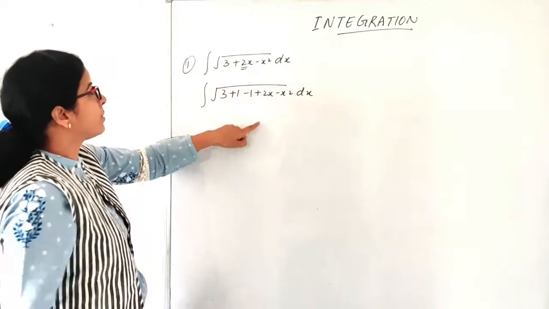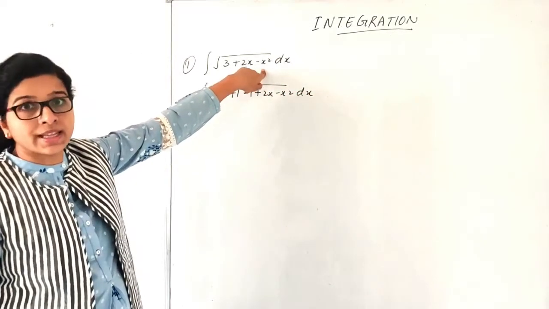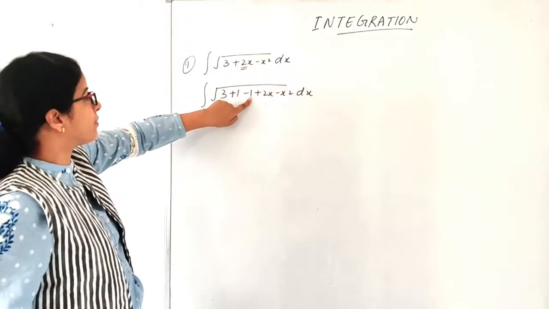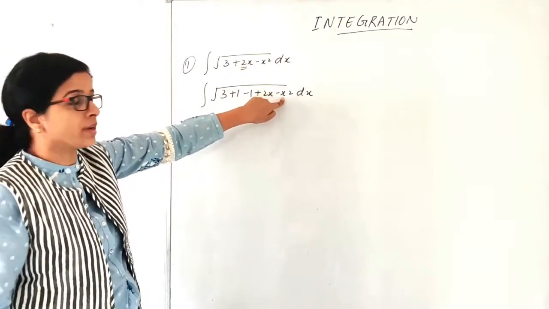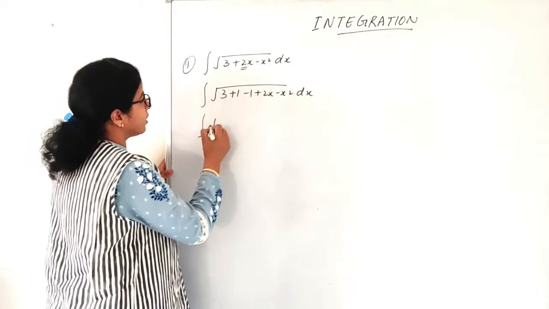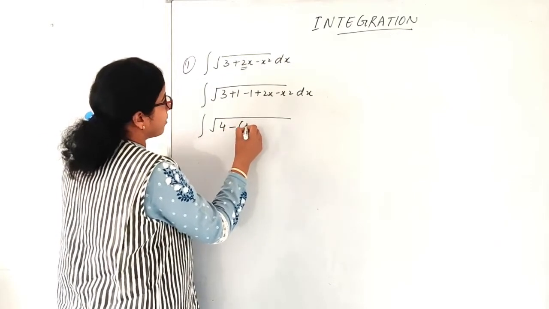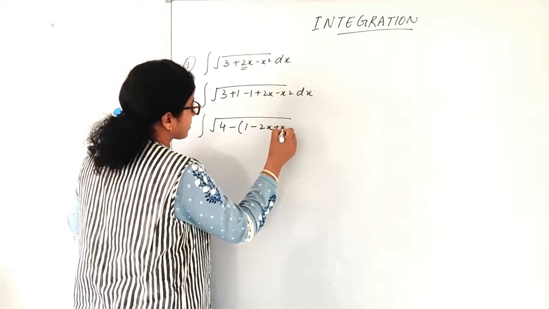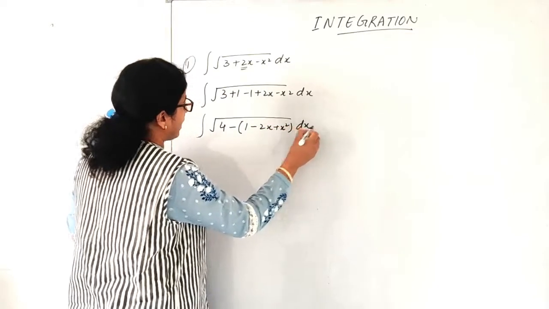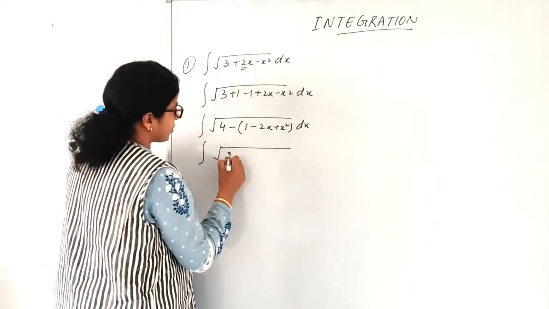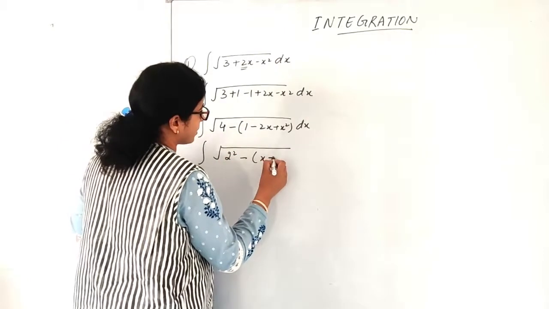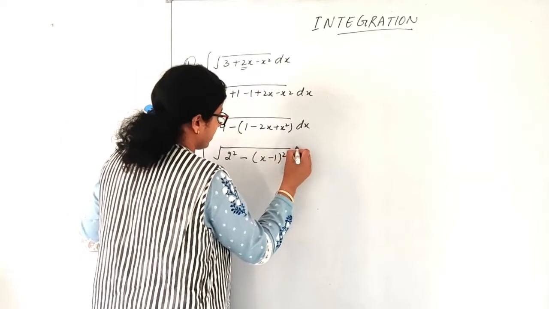Students, always remember when the coefficient of x square is negative, always take the negative term to make it a perfect square. Okay, so how are we going to do it? Root 3 plus 1 will become 4. Take out the minus sign common. 1 minus 2x plus x square dx, right? So in this case, I will get here 2 square minus x minus 1 whole square dx.